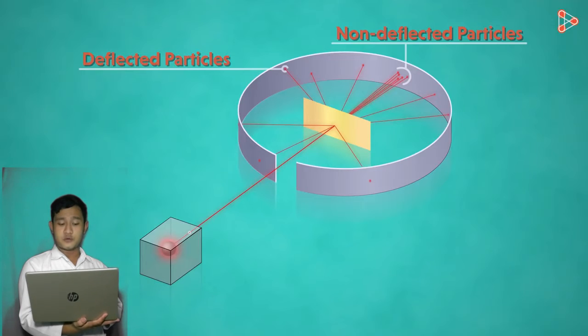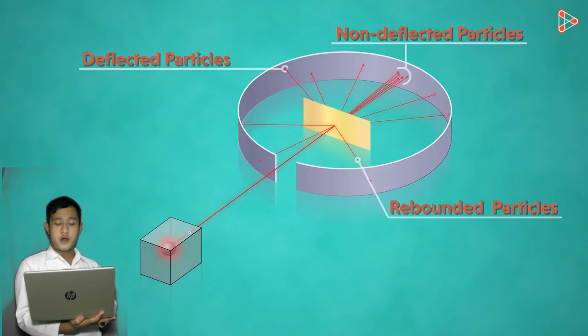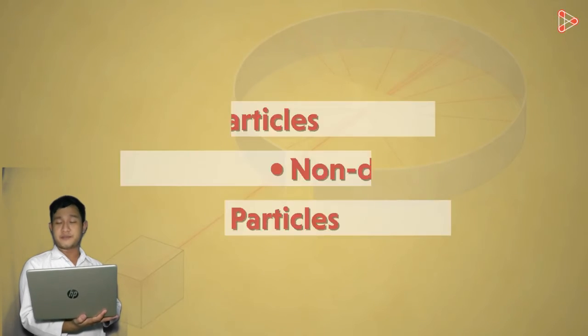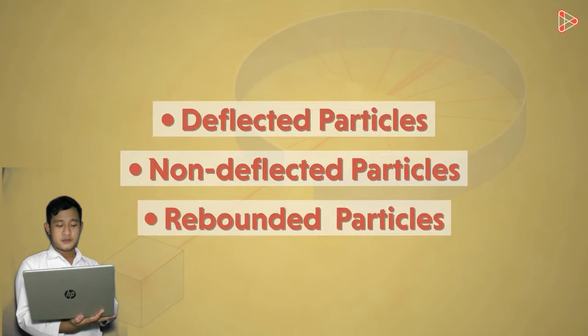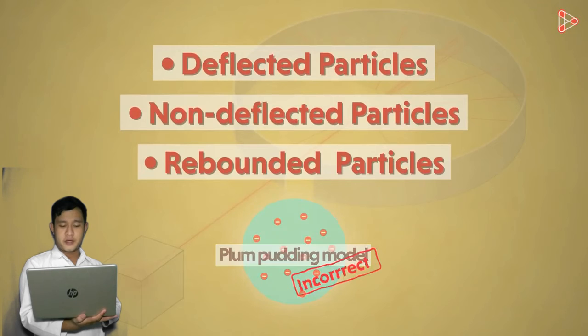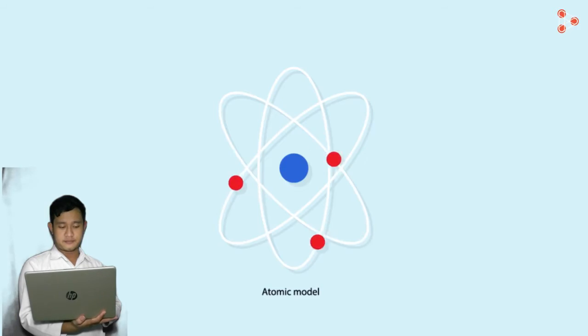And lastly, a few alpha particles also rebounded. Now, how can this be possible? These three observations made Rutherford think that the plum pudding model is not really correct.